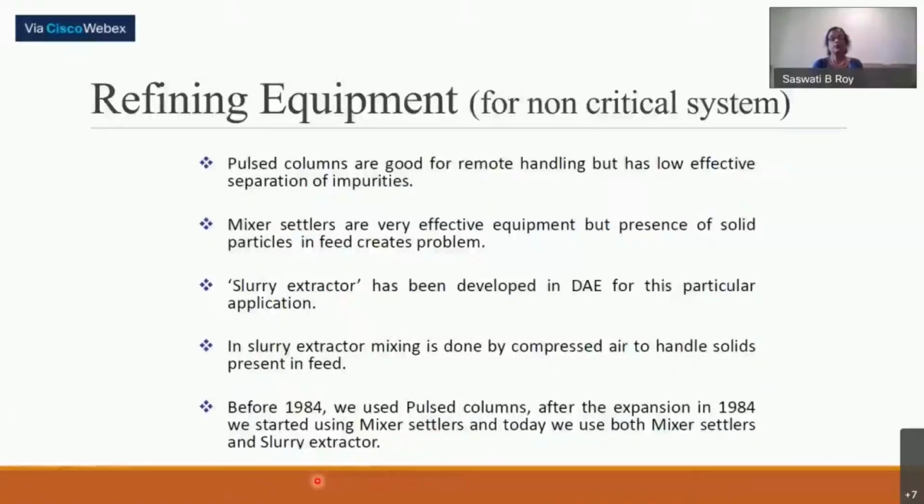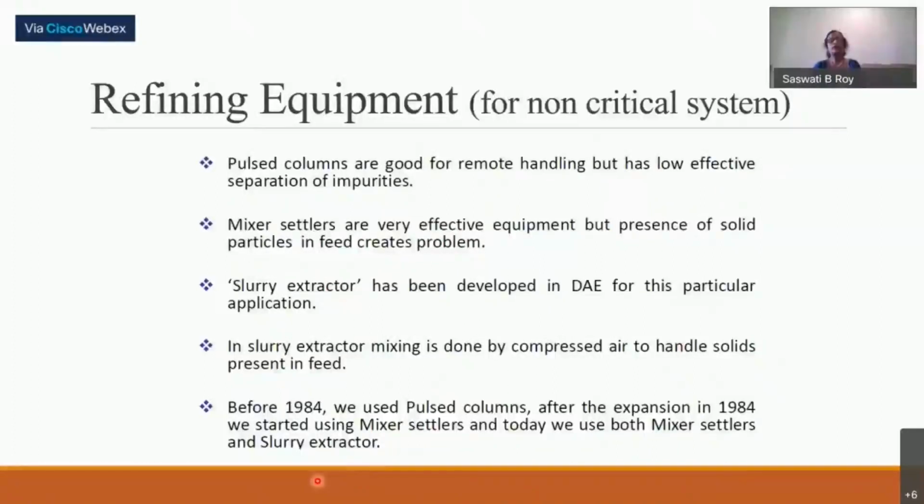For them, sizing is not a very big issue. But in systems where nuclear criticality can be a problem, like plutonium or enriched uranium systems, sizing has to be taken care of. We cannot go on just increasing sizing for capacity buildup. So there again, some other considerations will come. We will come to that part in the next slide.